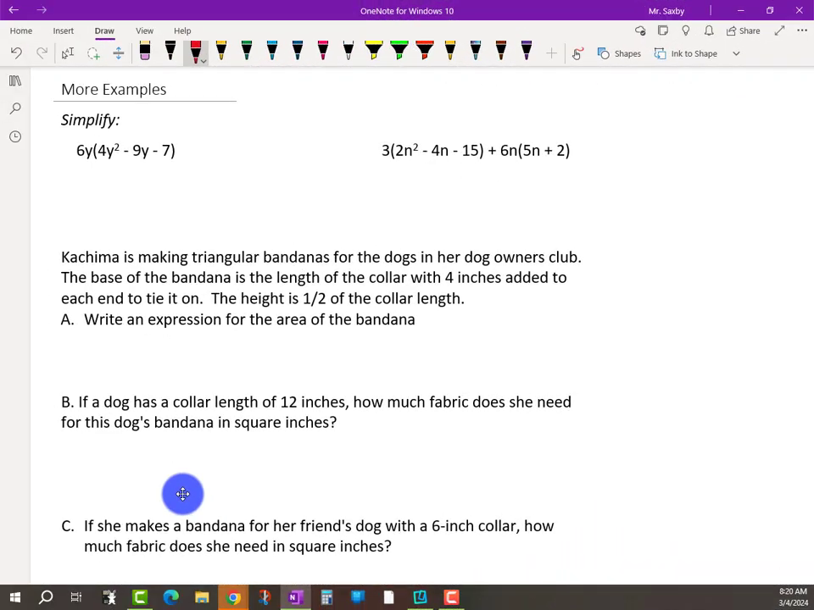When you multiply a polynomial by a monomial, here's our monomial out here, a single term, and it's being multiplied by all three terms here. So basically this is the distributive property. We're going to multiply the 6 by each of the numbers inside. So 6 times 4 is 24.